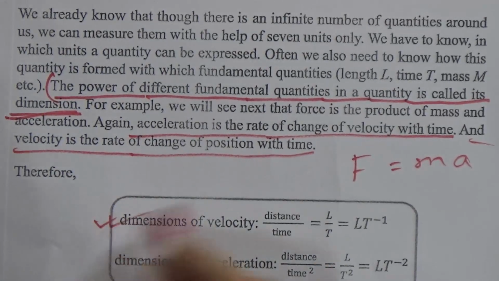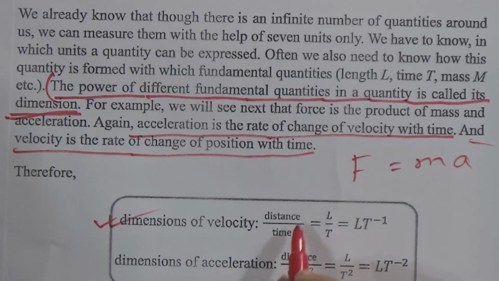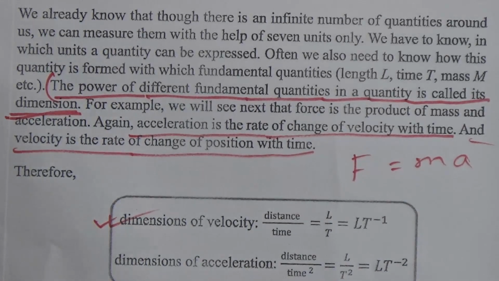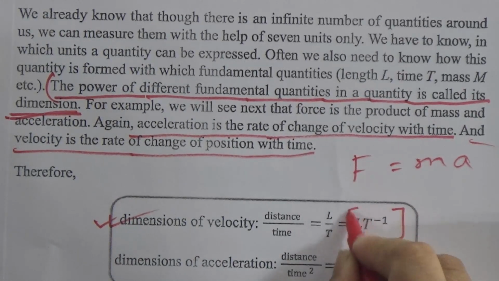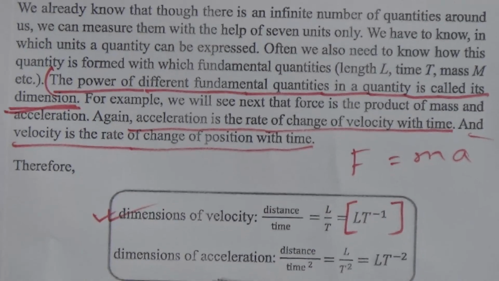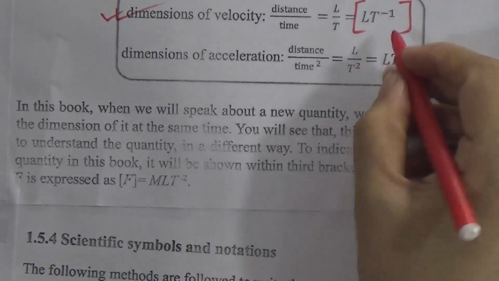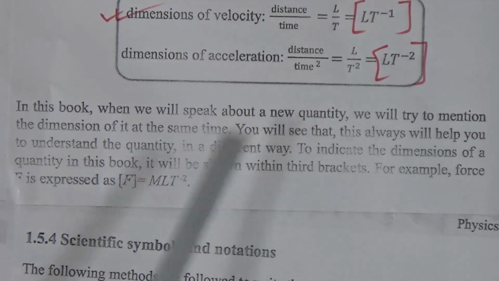The dimension of velocity is distance divided by time. That means L divided by T. We indicate distance by L and time by T. That means [LT^-1], and for dimension we use square brackets. The dimension of acceleration is distance divided by time squared. That means L divided by T squared, equal to [LT^-2], and we use brackets for dimension.